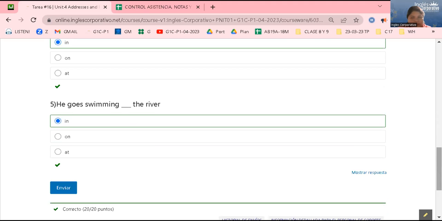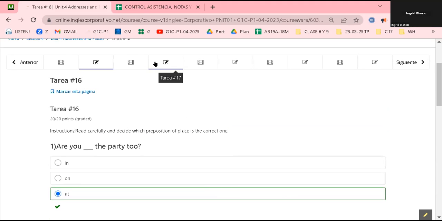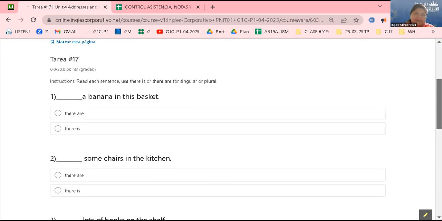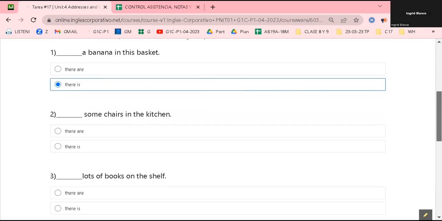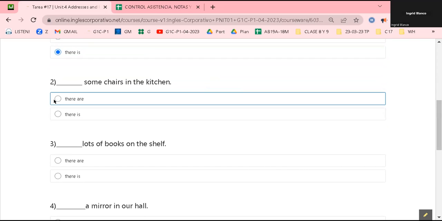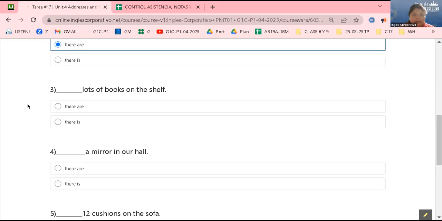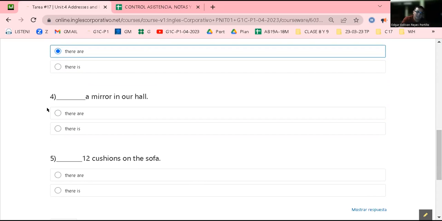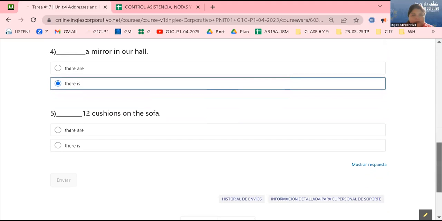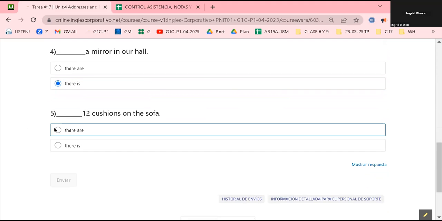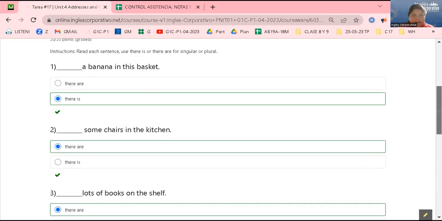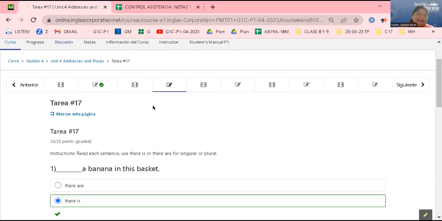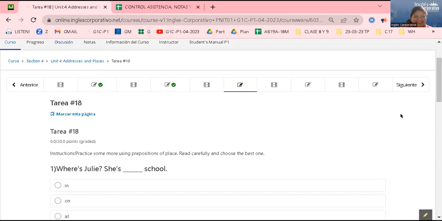Okay, so let's check. Okay, perfect. So he was very sure about it. Okay, 17. Super easy. There is a banana. Some chairs in the kitchen. Lots of books on the shelf. There are. Okay. A mirror in our hall. There is. Okay. 12 cushions on the sofa. There are. Okay, that was pretty easy. So you see how easy the activities are, and you still haven't done them.